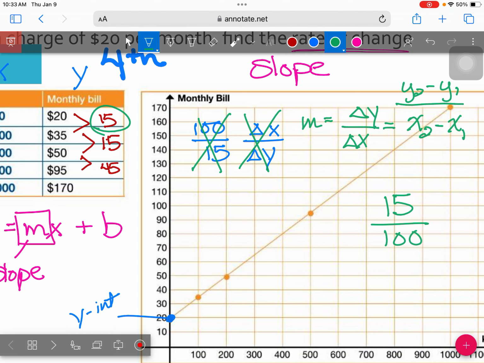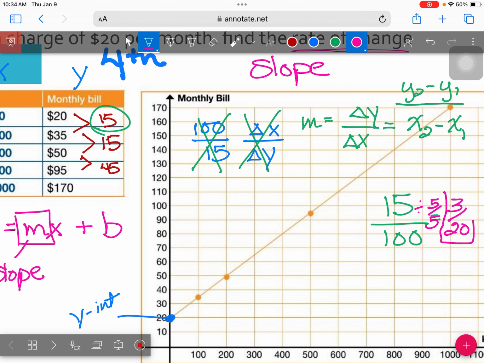Okay, what can we simplify it to? Does 15 go into 100 evenly? No. 3 over 20. Is that right? How did he get to 3? How did he get to 20? Divided it by 5 over 5. Is 3 20ths in simplest form? Can that be simplified? What are factors? No, it can't.